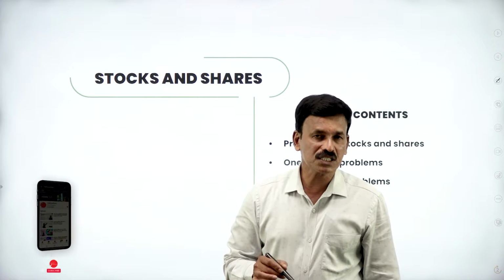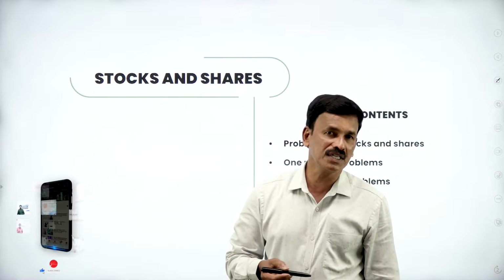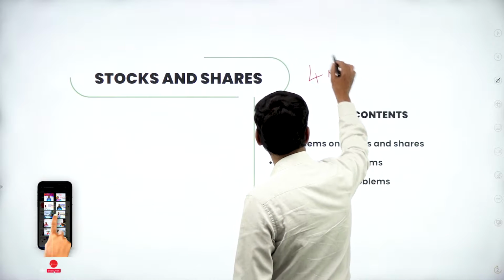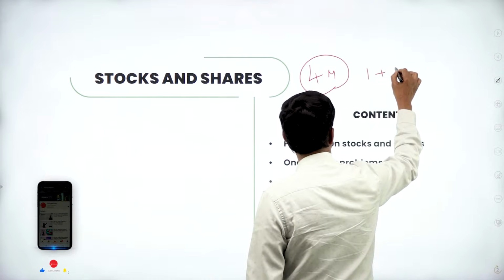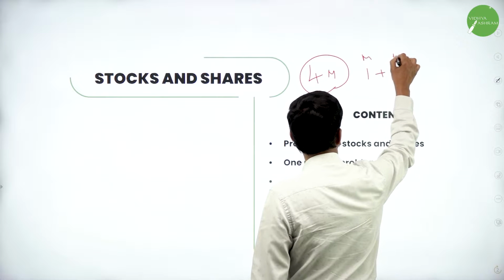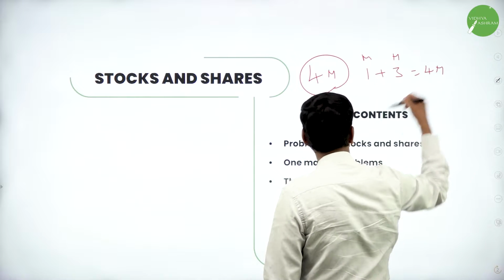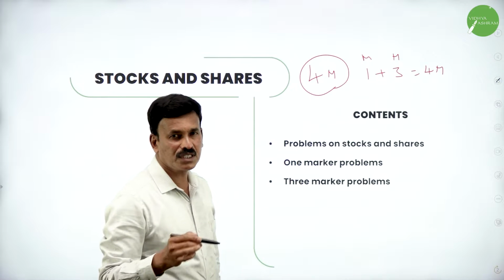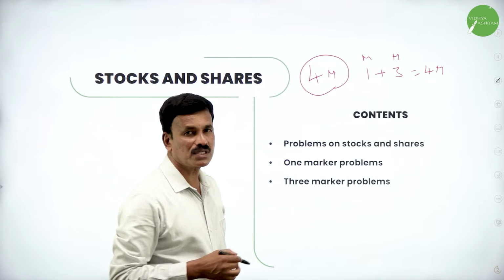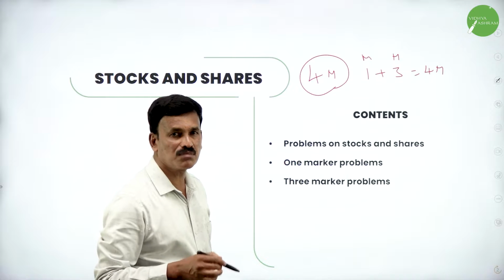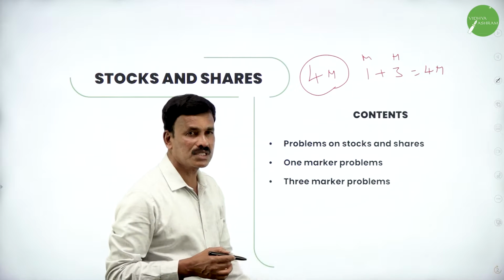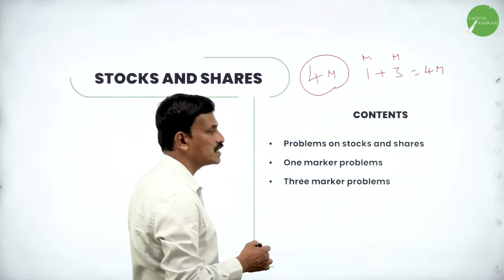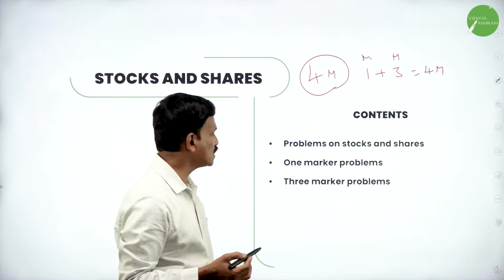Before going to the exact chapter, let us know the weightage for this chapter. The weightage is 4 marks: one 1 mark question and one 3 marks question. So 4 marks from this very easy and simple chapter. Today I am going to discuss problems on stocks as well as on shares, for 1 mark as well as for 3 marks.